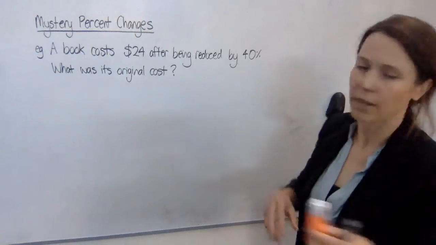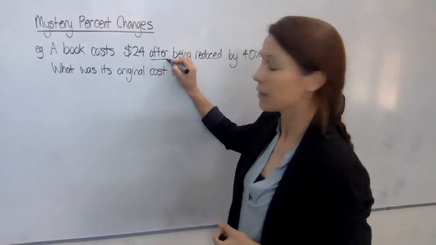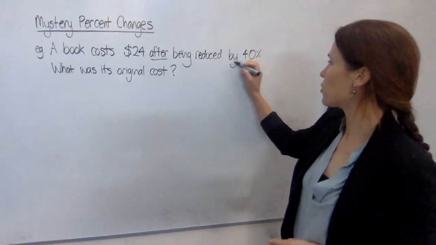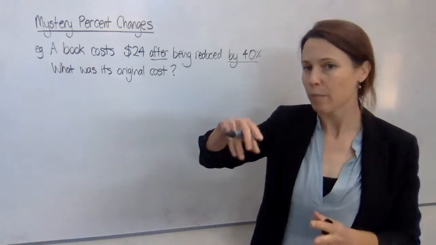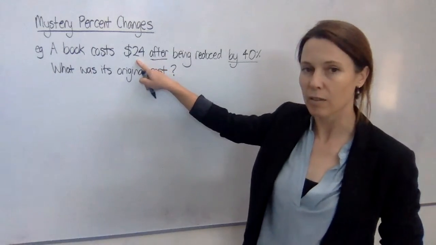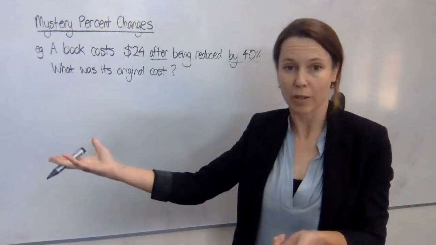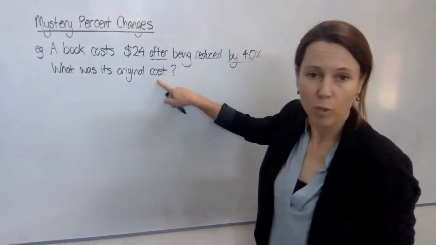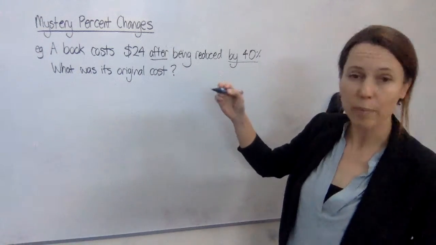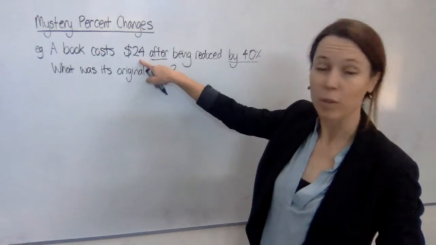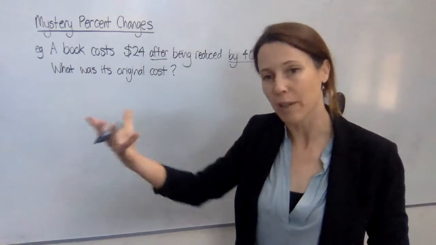Now let's look at a question like this. A book costs $24 after, that's something to highlight, being reduced by 40%. So it's already gone down 40%, but not 40% of $24. 40% of what it used to be, which we don't know. So we need to find out what the price used to be, what was the original cost. So the big trap here is that a lot of people find 40% of this and try and add it back on. But we want 40% of the old amount.